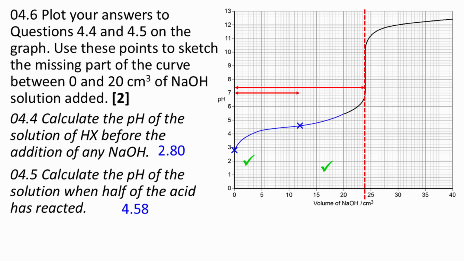To gain the second mark, the curve must pass through these points and be steeper at the beginning to show buffering.